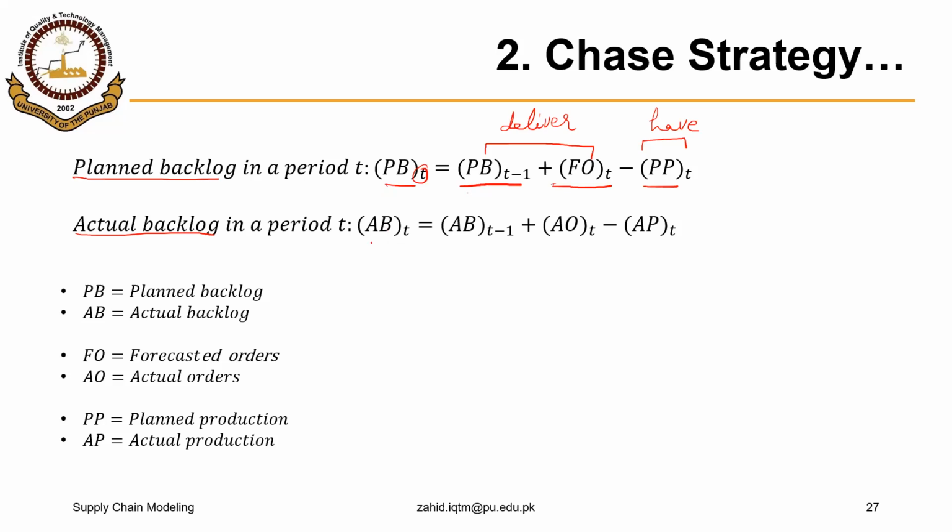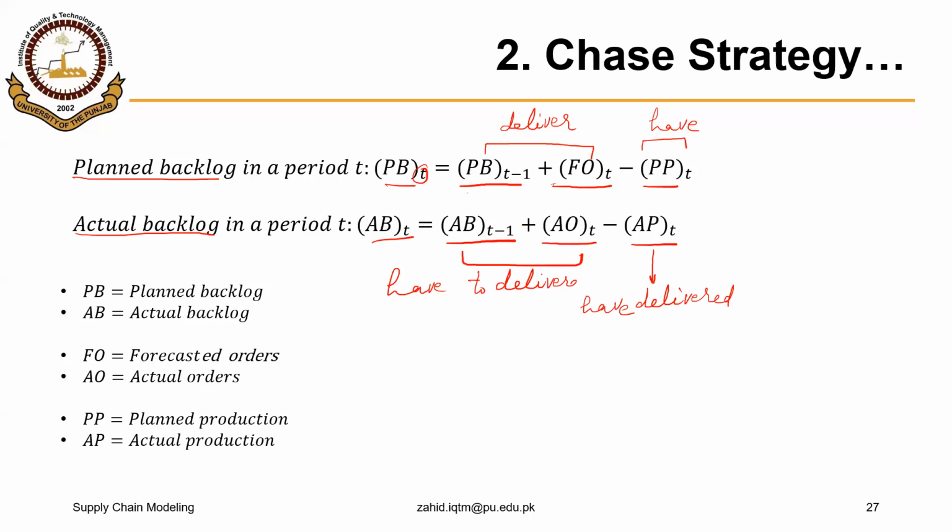Similarly, actual backlog will be equal to actual backlog from the previous period plus actual orders in this period minus actual production in this period. So again, this is something that you have to deliver, previous quantity plus this period's order. And this is something that you have delivered. So what you had to deliver from the previous period plus this period, minus what you have actually delivered in this period, is the actual backlog.